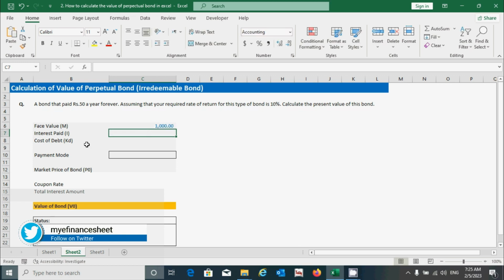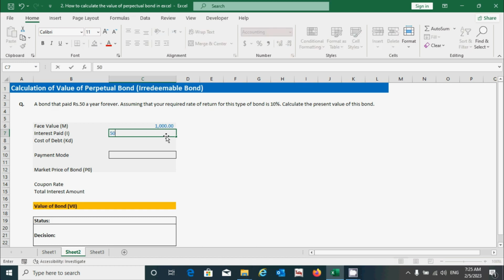Alright, now for interest paid, we can see that a bond that pays rupees 50 a year forever. That means the interest paid is 50 rupees, which is paid annually. Right, so I'm going to put the amount 50 here.